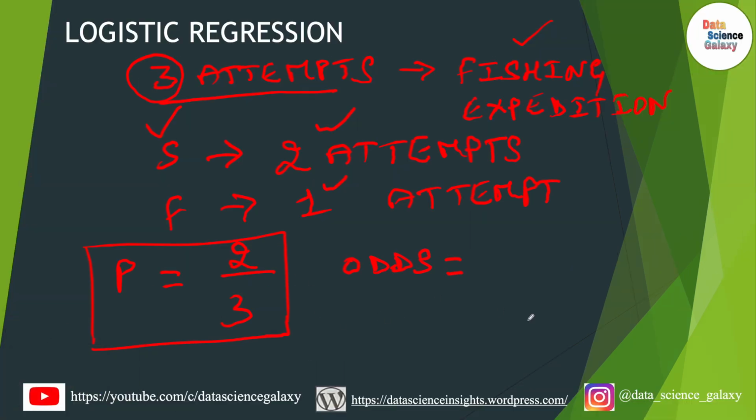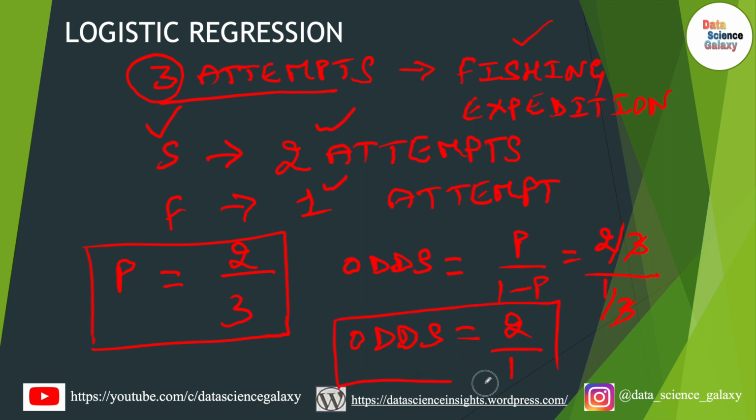Okay, let us select the pen. So P upon 1 minus P. That means probability of success. Probability of success is 2 upon 3. So can I write this? Probability of success is 2 upon 3 and probability of failure is 1 upon 3. Is everybody okay? I think 3 and 3 get cancelled. So I can write odds as 2:1.